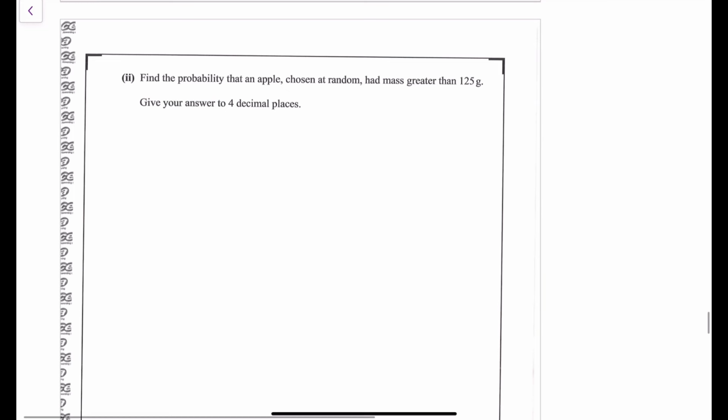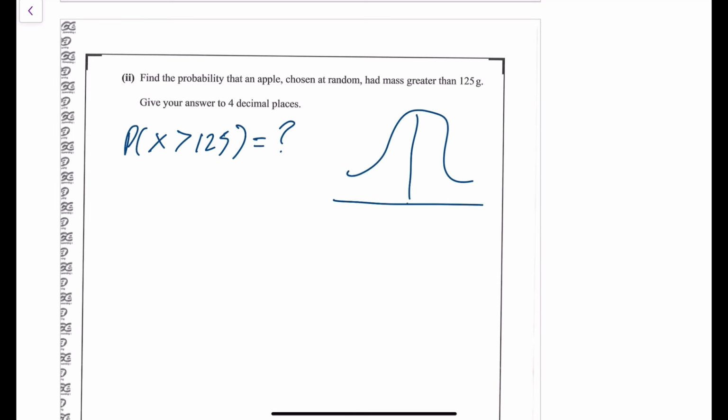Okay, next question says, find the probability that an apple chosen at random has a mass greater than, so X is greater than 125. That's what we're looking for. I would draw a diagram. There's my mean. It was 200. So 125 would be here. We want greater than, so we want this.